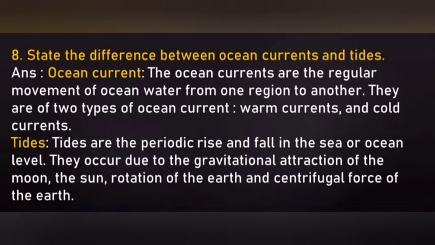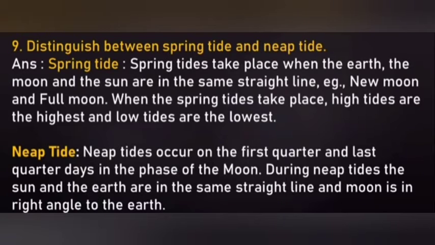State the differences between the spring tide and the neap tide. Spring tides take place when the earth, the moon and the sun are in the same straight line. Example, new moon and full moon. When the spring tides take place, high tides are the highest and low tides are the lowest.